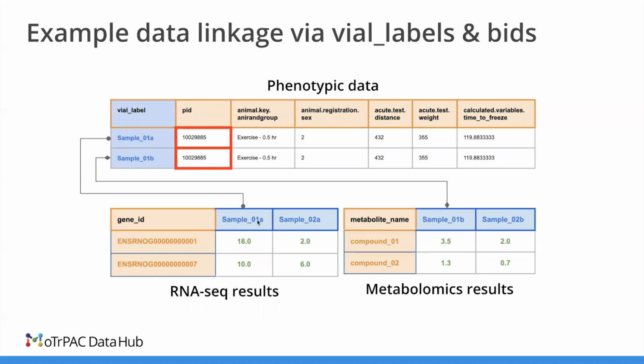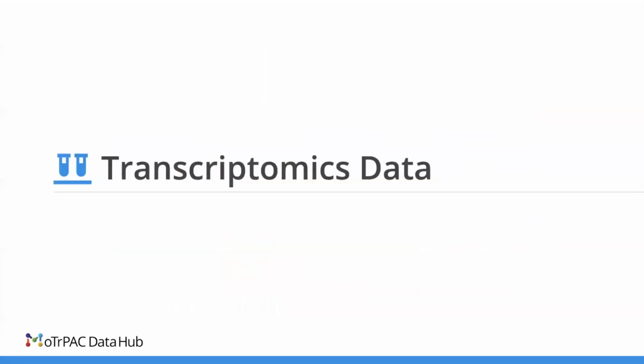Now, these IDs could be different between different data sets, even of the same tissue. However, you can use the phenotypic data to map them to the same animal ID, and thereby you could merge the data sets and do integrative analysis. So we'll now move to the transcriptomics data set.